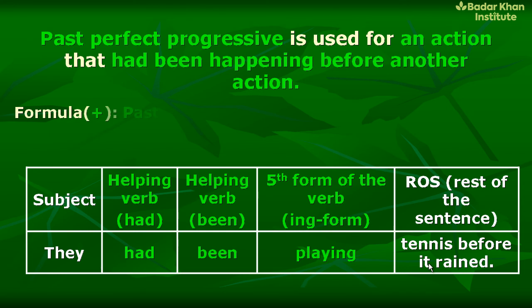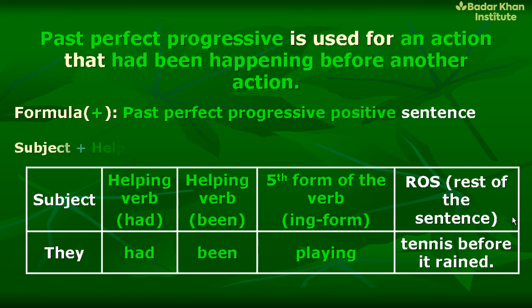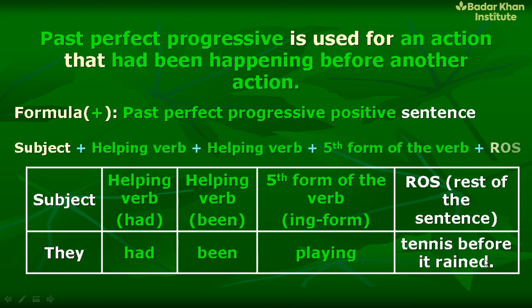Past perfect progressive is used for an action that had been happening before another action. It means there were 2 actions and one action was happening before another action. Example: they had been playing tennis before it rained. It means that they were playing tennis and then it rained. The formula: subject plus helping verb plus fifth form of the verb or ing form plus rest of the sentence. They had been playing tennis before it rained. In this sentence, they is subject, had is helping verb, been helping verb, playing is ing form of the verb, and this is rest of the sentence.